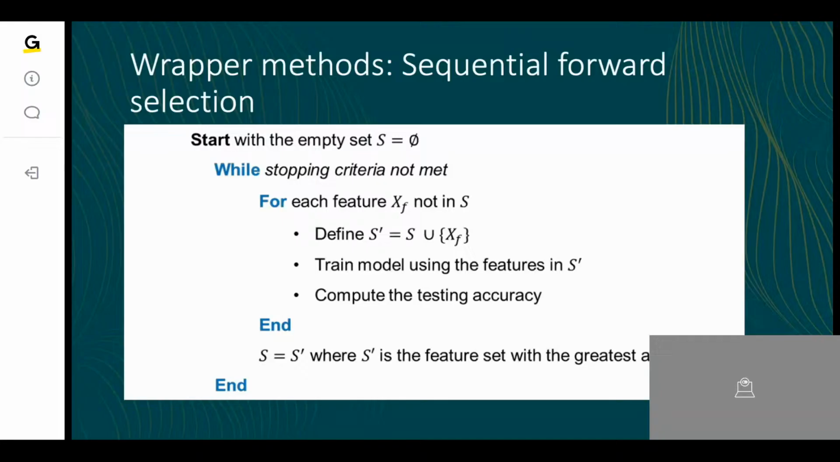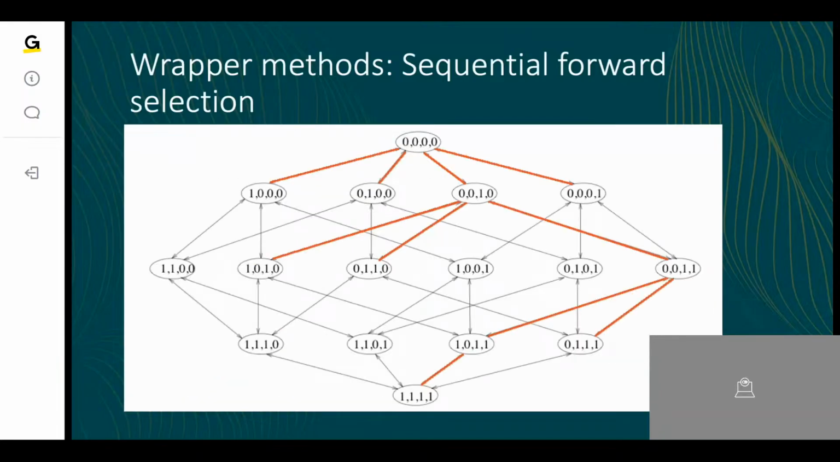Okay. So then if you were to think about the feature selection in terms of a graph where you have four features in this particular case, and for a particular feature place, a zero indicates that that feature is not part of the feature set for prediction, and one indicates that it is part of the feature set to be used for prediction.